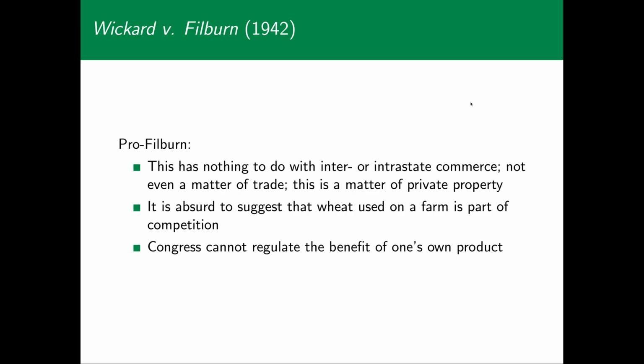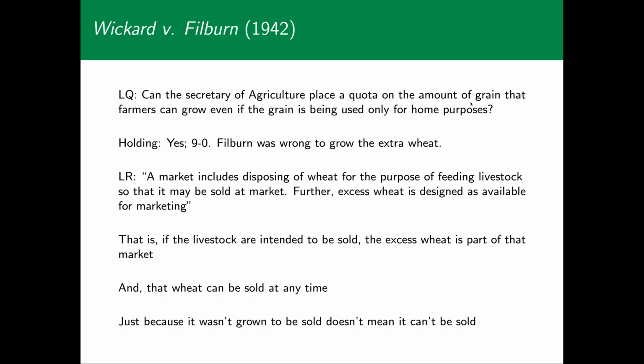Okay, so again, from Darby, we have this idea that even things going on in a single state can be regulated if they affect interstate commerce. That's consistent with Marshall's original opinion in Gibbons versus Ogden. Here, the question is, does that apply on a really, really micro scale? And the answer is, yeah, it does. So the legal question is, can the Secretary of Agriculture place a quota, even if that grain is only being used for home purposes? And unanimously, the court holds that Filburn should not have grown the extra wheat. He wasn't allowed to. Congress can regulate how much wheat he grows, even if what he grows beyond that is for personal use.